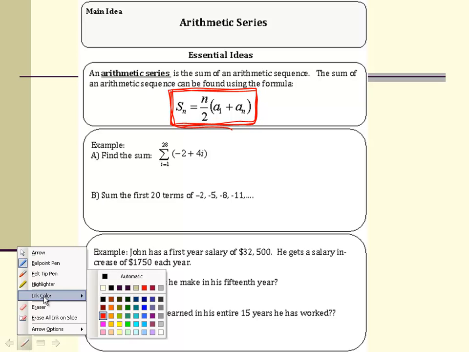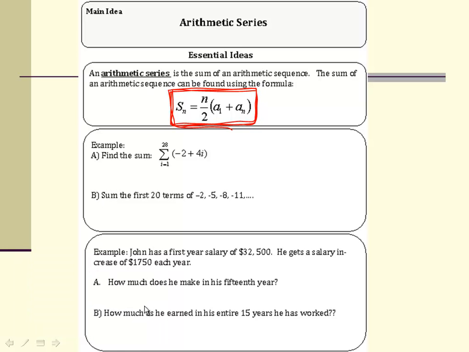So let's do an example problem. So our example, find the sum from i equals 1 to 28 of the quantity negative 2 plus 4i. So our n is how many terms we have. So we start with 1 and end at 28. So n equals 28 because we have 28 terms. A sub 1 is what you get when you plug 1 into our expression. We don't have that yet, so we need to find it. So a sub 1 is negative 2 plus 4 times 1. 4 times 1 is 4, plus negative 2 is 2. So that's my a sub 1.